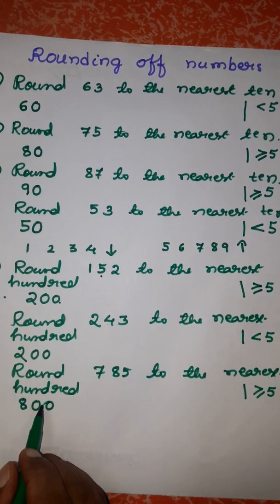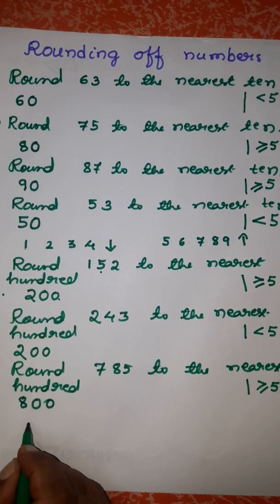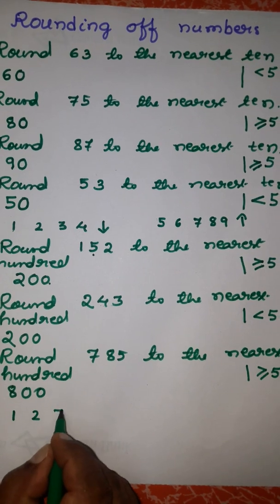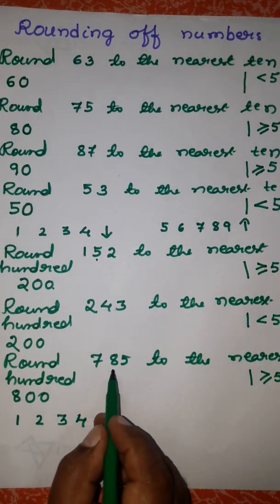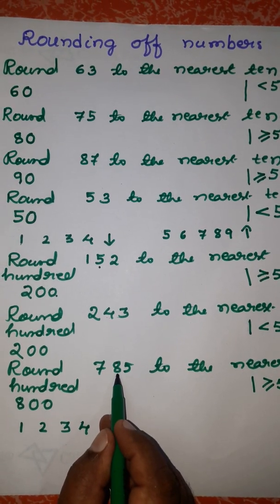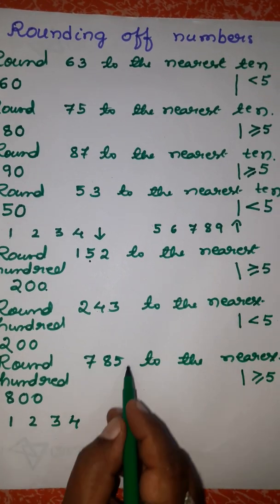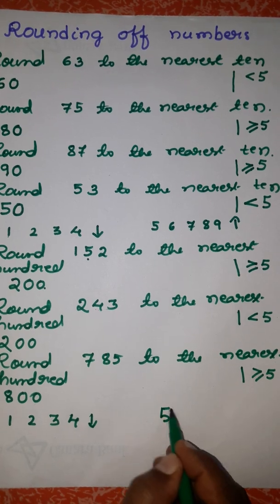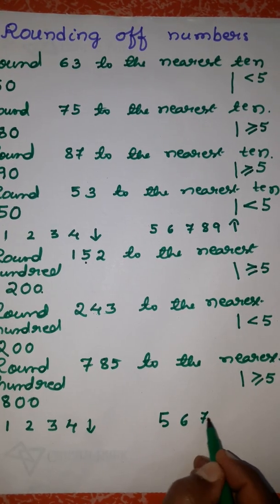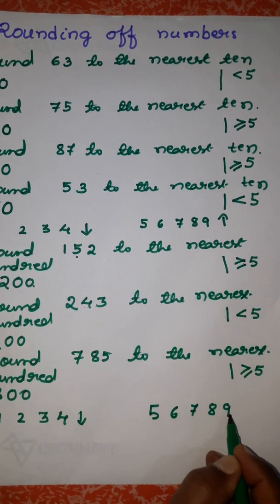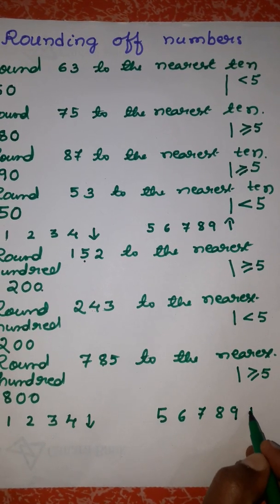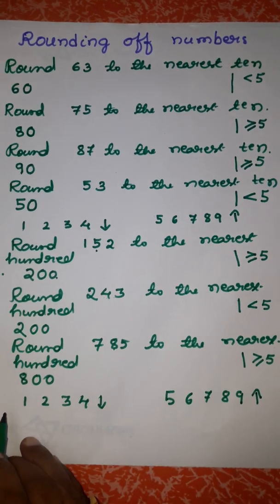So again the same rule you have to apply, that is rounding down and rounding up. If you have digits like 1, 2, 3, 4 in tens place, you round down the number. If you have digits 5, 6, 7, 8, 9 in tens place, you have to round up. So remember this rule.